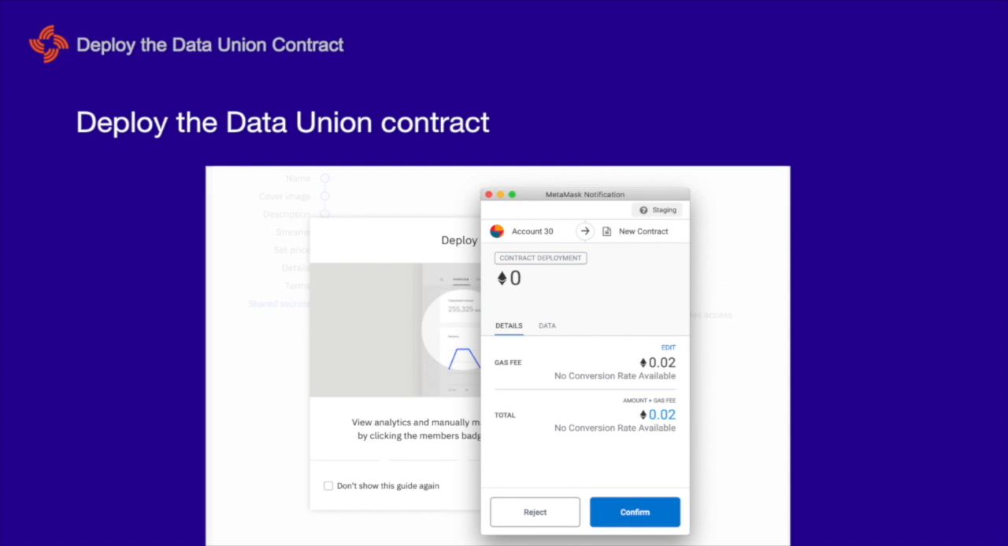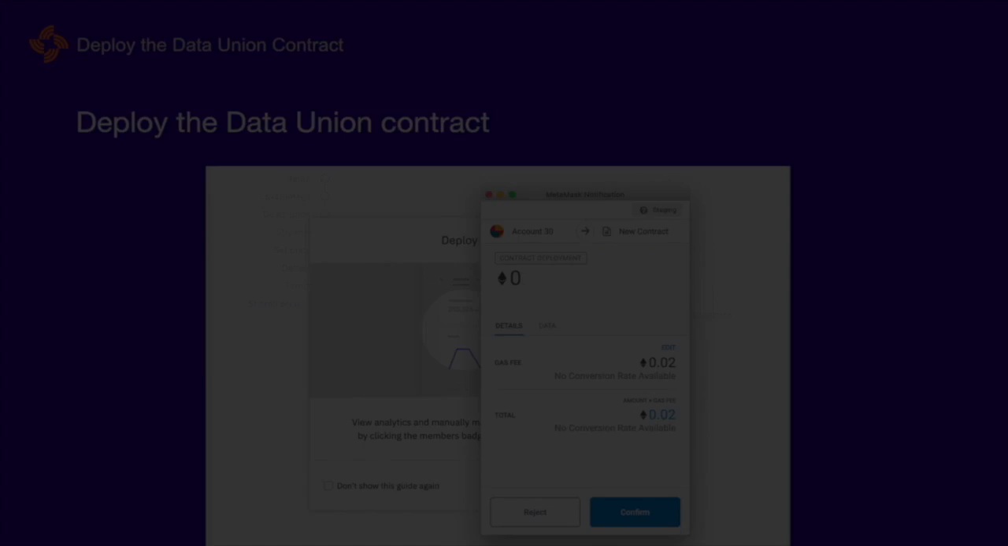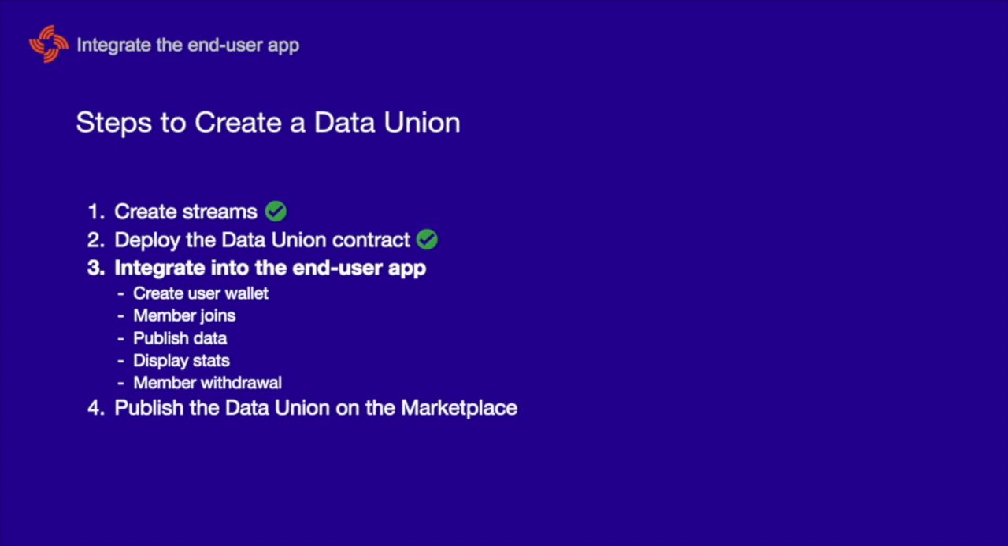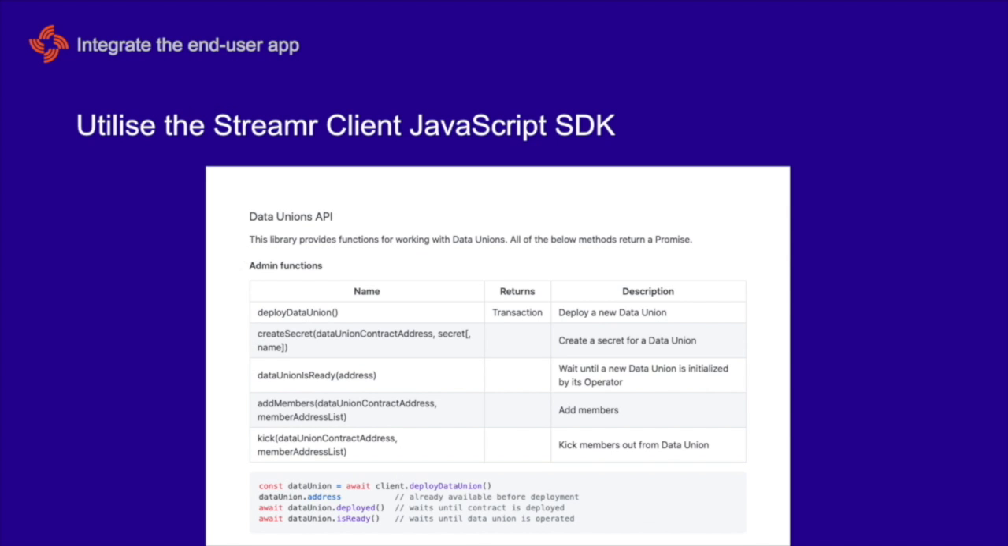Okay, now we're ready to deploy the data union to the blockchain. And for this, we need a mainnet transaction. The deploying address becomes the admin address for the data union. Cool. Now our data union exists, so we can start integrating the end user app, which allows people to join the data union and send data into the streams. So to do the integration, we'll be using the Streamr SDK for JavaScript, which provides easy-to-use wrappers for everything we need, including the data union's functionality, as well as publishing data to the Streamr network.